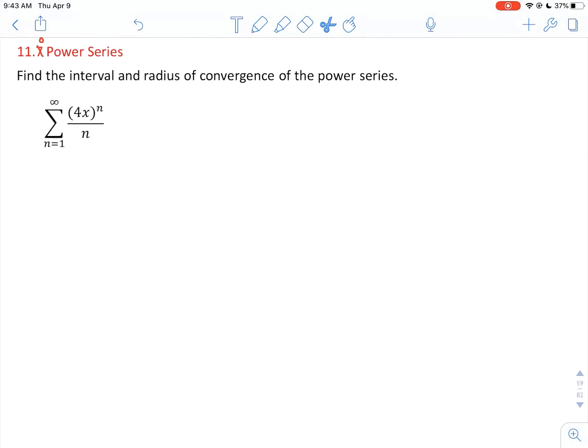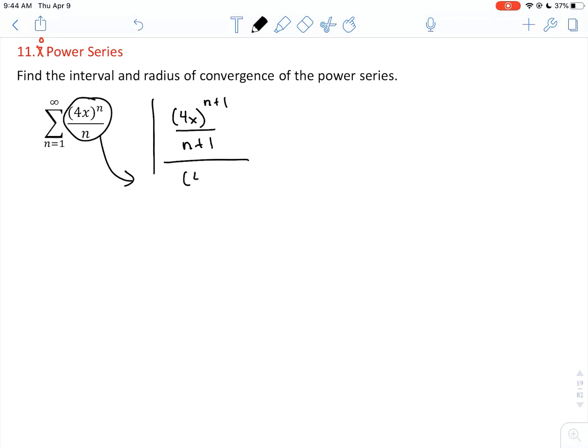Find the interval and radius of convergence of the power series. All right, so we're going to begin by setting up the ratio test. We do absolute value. I rewrite this, but I change all n's to n plus 1's. Right, and then I divide all this by, and then I just write down the summand, unchanged. I'm going to do a little bit of manipulation here as well.